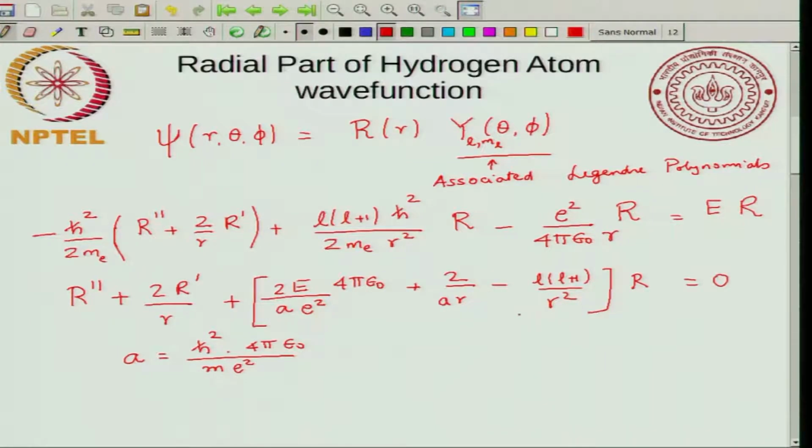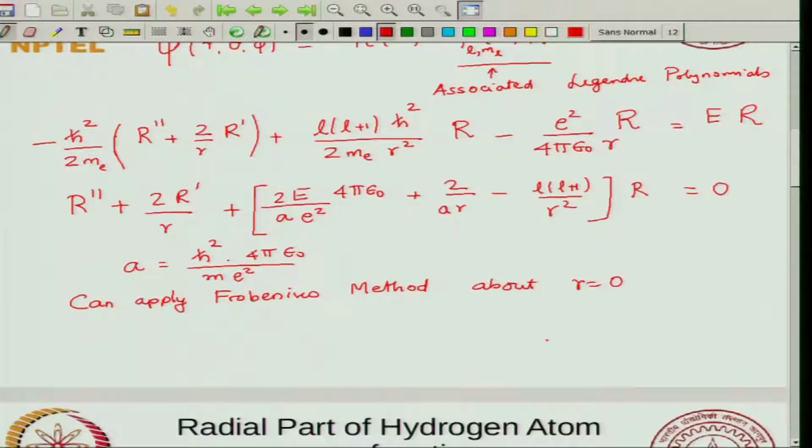Similarly, I have a 1 by r square, okay, that is the highest power of r, and that does not go to 0 faster than 1 by r square. So basically with this you can see that you can apply the Frobenius method about r equal to 0. But instead of doing that, we will make things a little simpler. You can do this, but you will get some very complicated recursions.